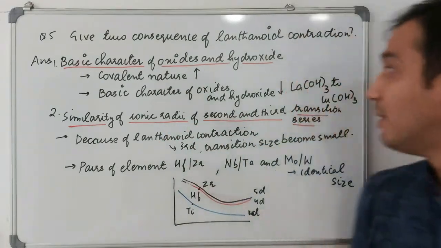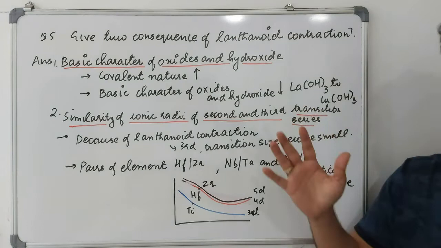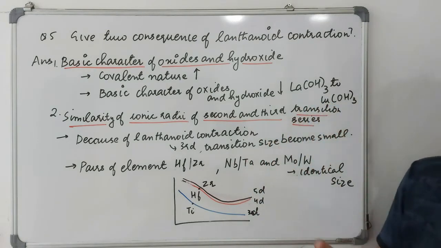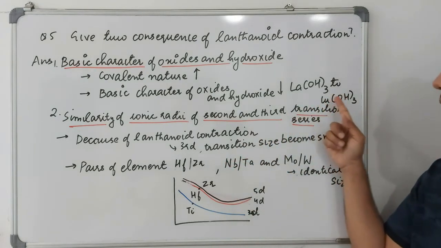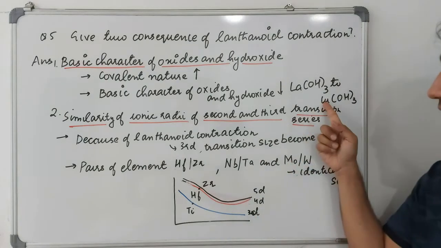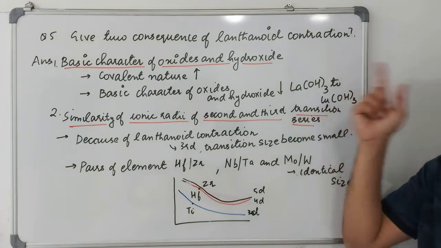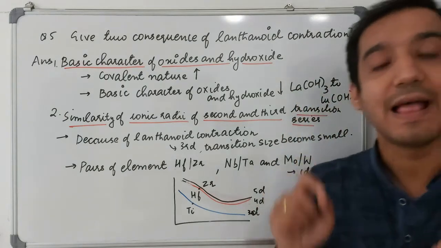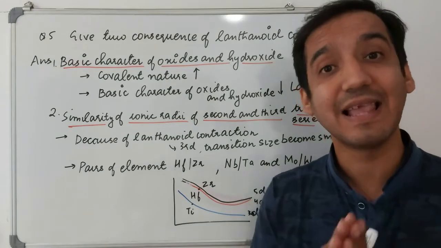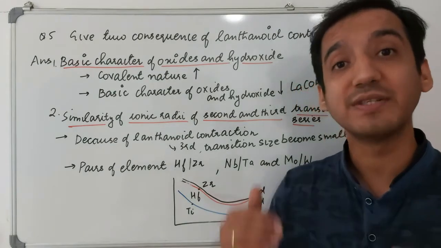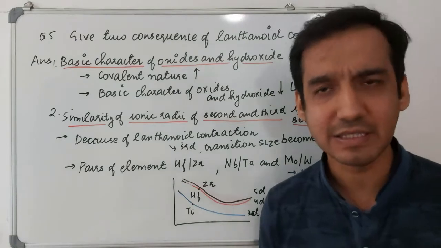Why does this happen? Because lanthanum size is bigger but lutetium size is smaller. So the bond between lutetium and OH is stronger because the size is small. Here the bond is longer, so it is easy to break the lanthanum bond. As a result, lanthanum is more basic because it can release OH negative easily.